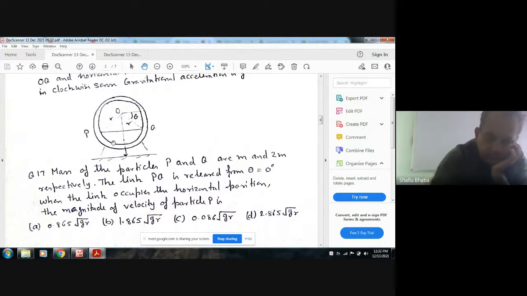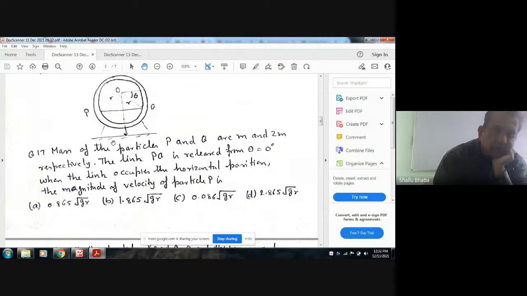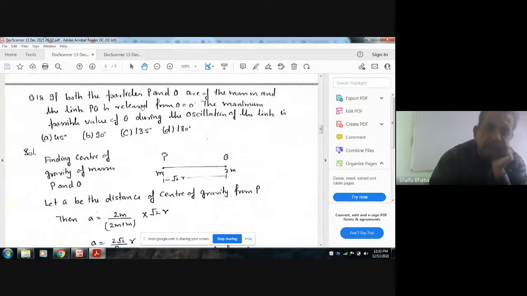Now the second question is: if both the particles P and Q are of mass m and m, the link PQ is released from theta 0. The maximum possible value of theta during the oscillation of the link is: A 45 degree, B 90 degree, C 135, D 180. Now in question number 17, here the mass is m, here the mass is 2m. First of all we need to find out the acceleration.